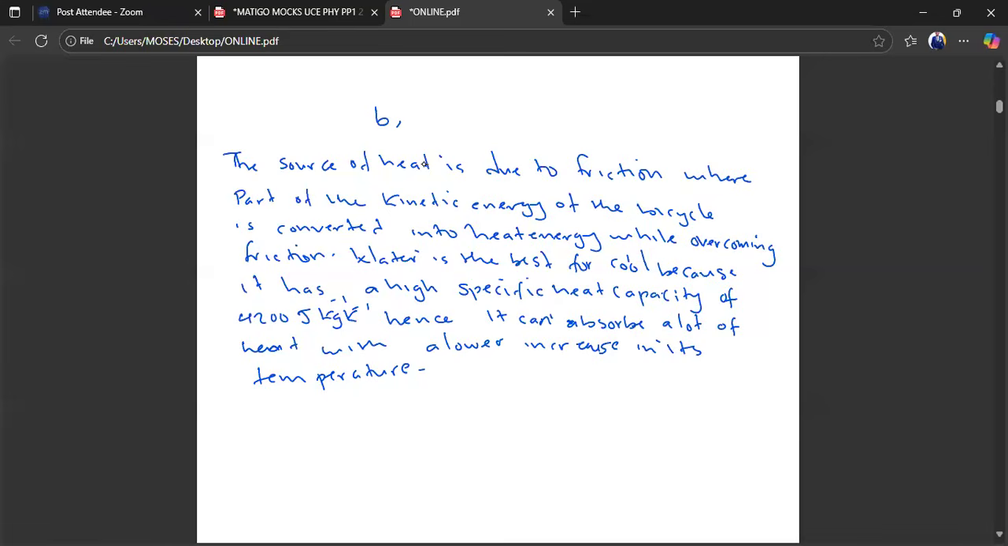Yeah, that is going to be our response. The source of heat is due to friction, where part of the kinetic energy of the bicycle is converted into heat energy while overcoming friction. Water is the best for cooling because it has a high specific heat capacity of 4,200 joules per kilogram per Kelvin. Hence, it can absorb a lot of heat with a lower increase in its temperature.